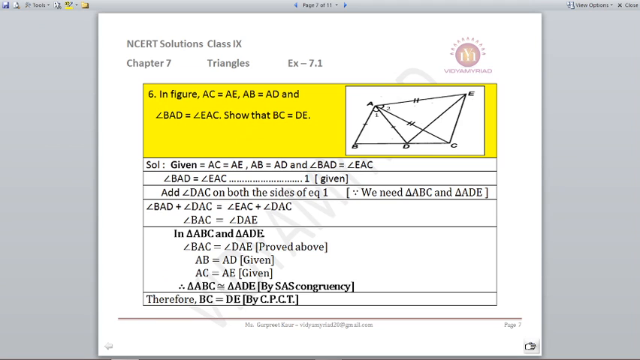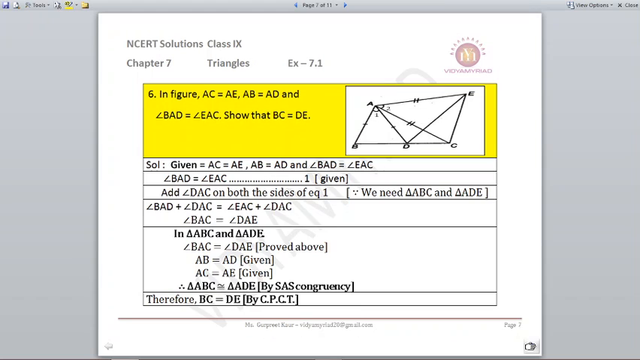Question number 6. In the figure, AC is equal to AE, AB is equal to AD, and angle BAD is equal to angle EAC. I have written it as angle 1 and angle 2. Show that BC is equal to DE. Now first of all, we have written the given part, what all is given to us in the triangle, and angle BAD is equal to angle EAC, which I have mentioned as equation number 1.